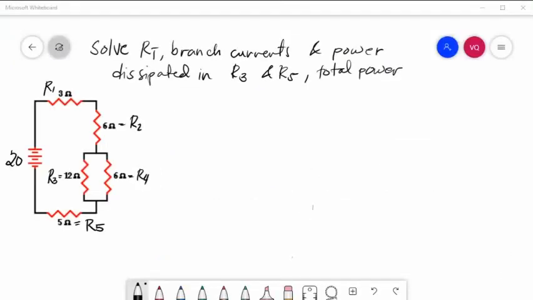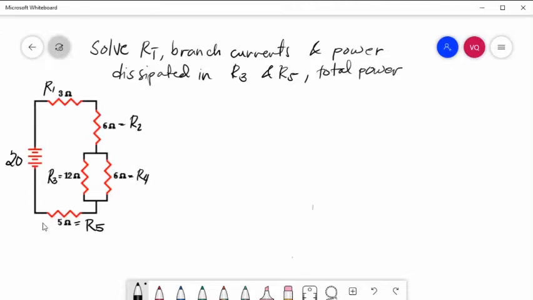So, we have here, second example. Solve total resistance, branch currents, and power dissipated in R3 and R4, also the total power. Given our circuit here, R1, 3 ohms, R2, 6 ohms, R3, 12 ohms, R4, 6 ohms, R5, 5 ohms, and we have a source voltage here which is 20 volts.